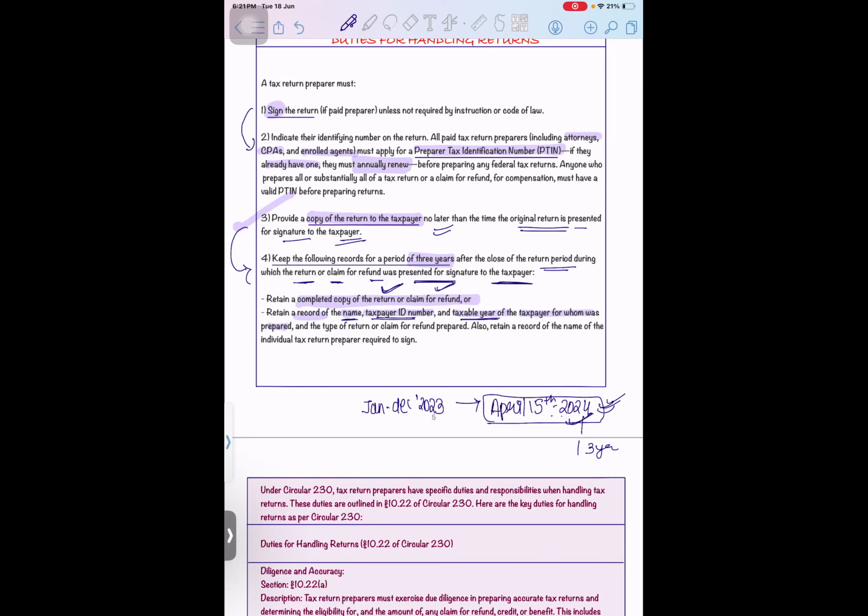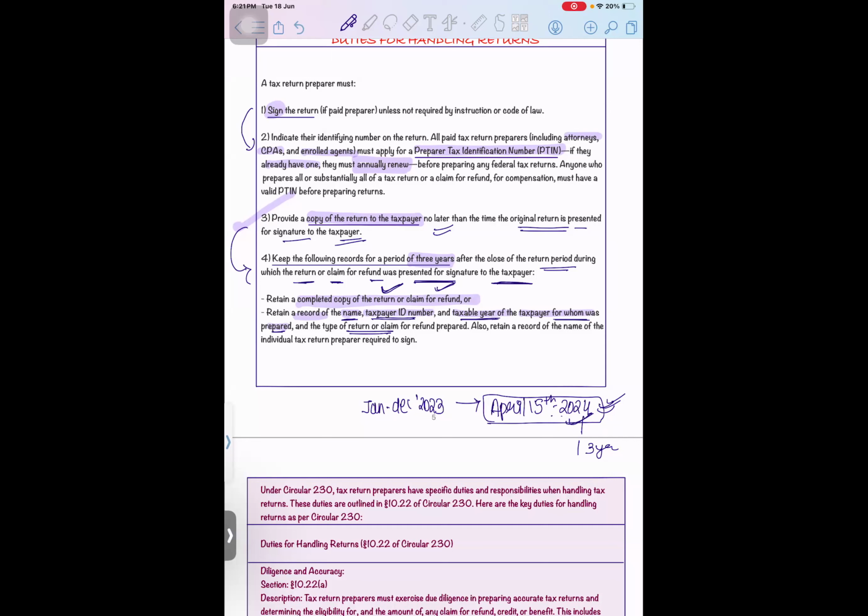Okay, the taxpayer for whom the return was prepared, the taxable year, and the type of return or claim. Let's say I'm preparing a 1040, a 1065, or I'm just preparing a payroll report. Okay, a 941 payroll return I'm just preparing for him. So every detail will be mentioned in the records.